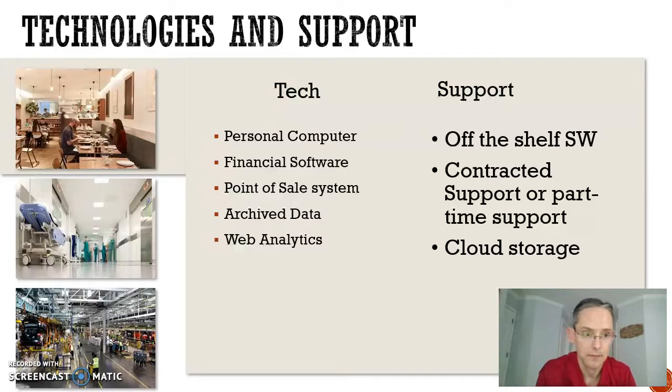So start with our top model there, the restaurant. What are we going to have? We're going to have personal computers, financial software, point of sale system probably. You're going to be archiving some of that data and use web analytics, really, your website for your restaurant, to see who's coming, who's not, what zip codes they're out of, where you need to target your coupons, that kind of stuff. Support that you're going to pull into this typically is going to be a lot of off-the-shelf software, really, to run it. And then probably some contracted support or part-time support to run the information systems.